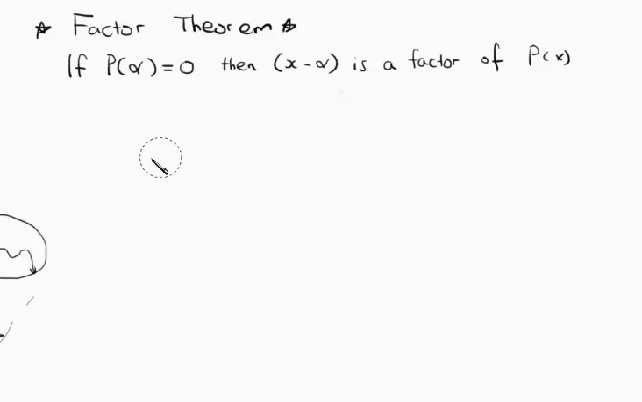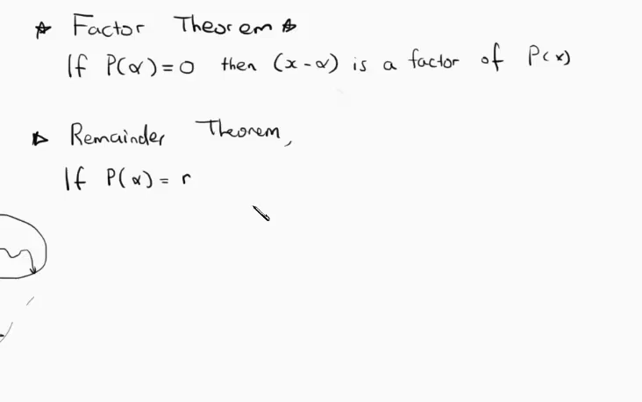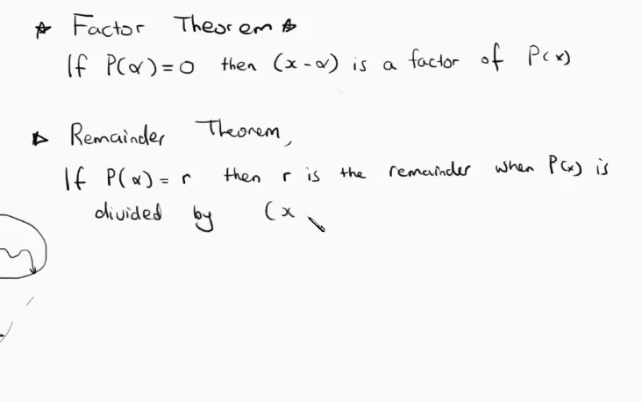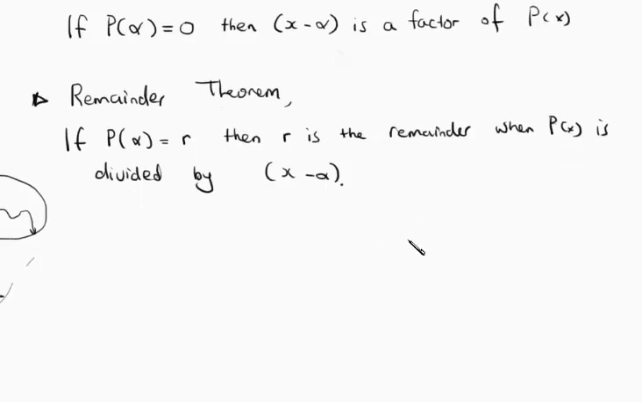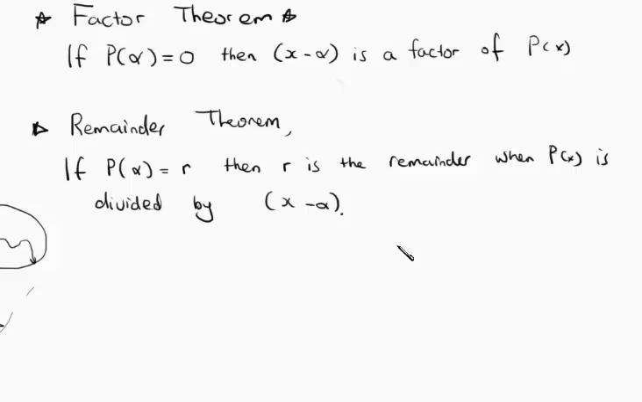Now I'm going to go through remainder theorem. So what's a remainder theorem? If P of alpha equals R, then R is the remainder when P of x is divided by x minus alpha. So copy this down.